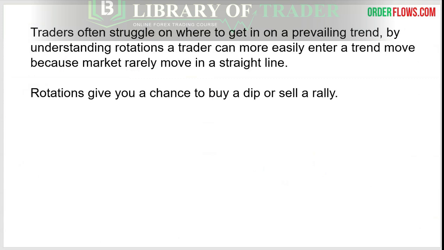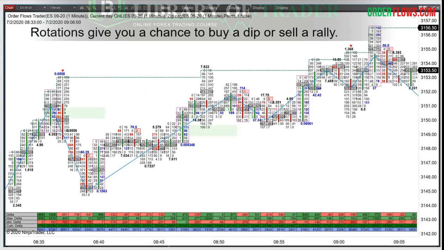Now, traders often struggle with where to get in on a prevailing trend. Understanding rotations will help you more easily enter a trend move, because markets rarely move in a straight line. Rotations give you a chance to buy the dip or sell the rally. If you understand that markets rotate, you will be more willing to buy the dip. Instead of thinking we've got to sell off at the first sign of something bullish, the dip is being put in. You come back up and make a new high, you pull back. This is your chance to get long.